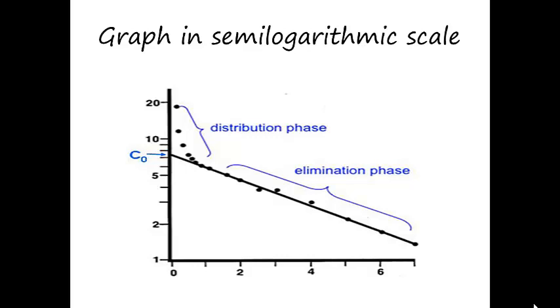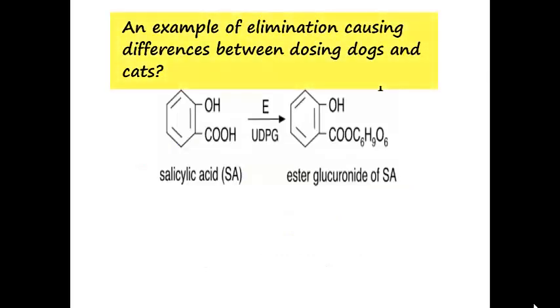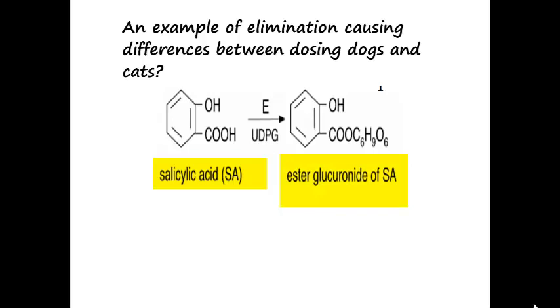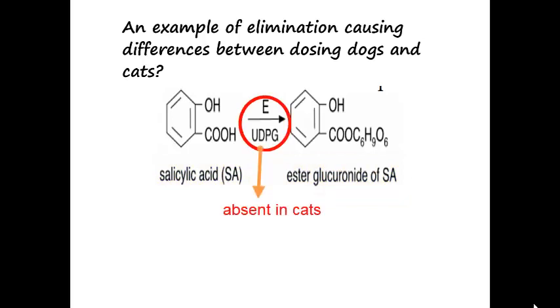So as a final slide, let's show an example of elimination causing differences between dosing dogs and cats. And I use aspirin as an example. Aspirin is acetylsalicylic acid, and the major elimination pathway involves binding to glucuronic acid to form an ester conjugate, which is more soluble and can be easily excreted with the kidneys. And unfortunately, cats lack this glucuronidase enzyme, and therefore they're going to take longer to eliminate aspirin.